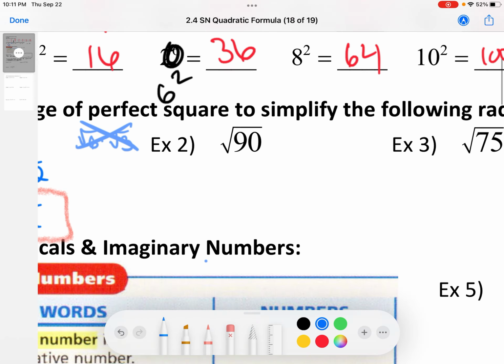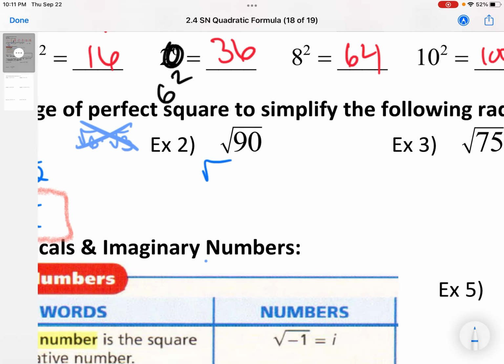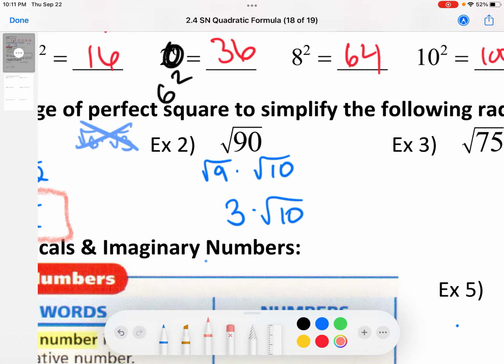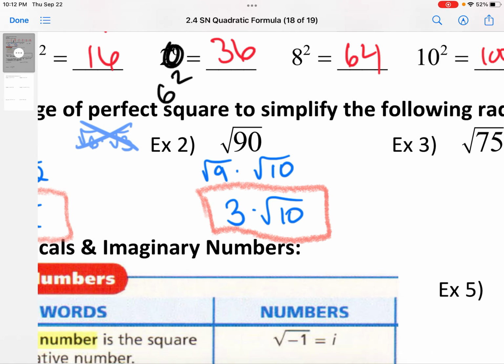So let's look at example 2. Square root of 90. We want a perfect square that is a factor of 90. That is 9. Square root of 9 times square root of 10. Square root of 9 is 3. 10 is not a perfect square, and it does not have a factor that is a perfect square. So 3 times square root 10 is our simplified radical form. Notice that is a times. That does mean multiply. We don't always write the multiply there, but it means multiply.